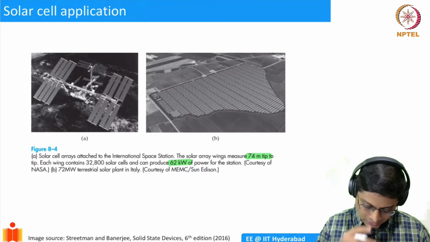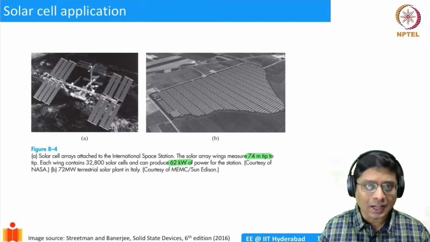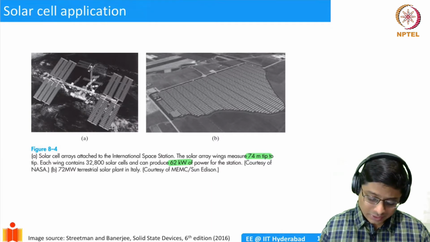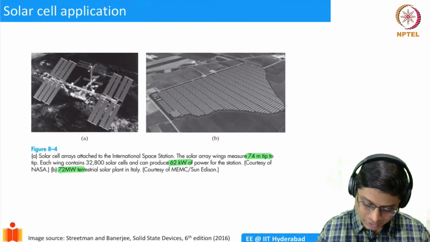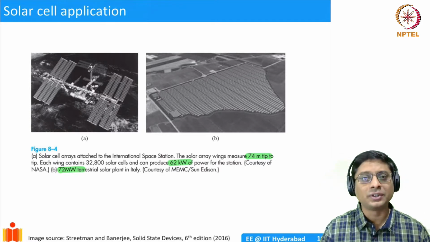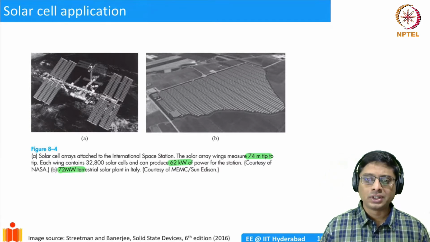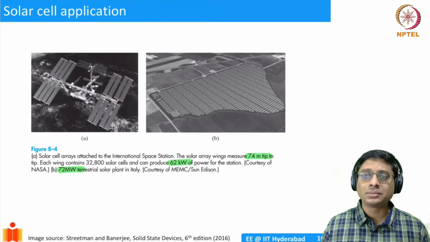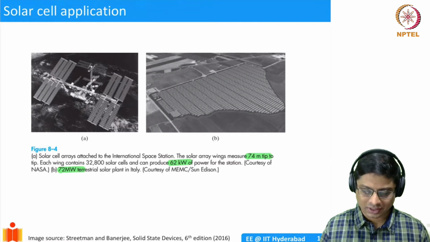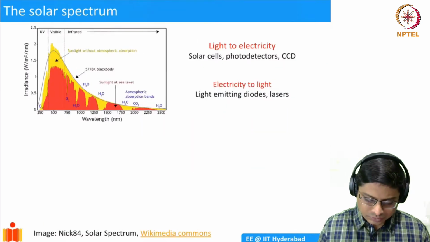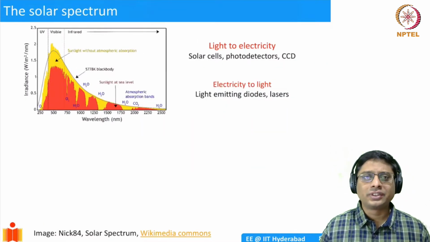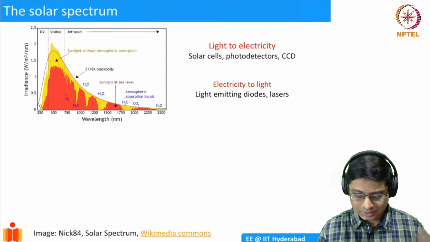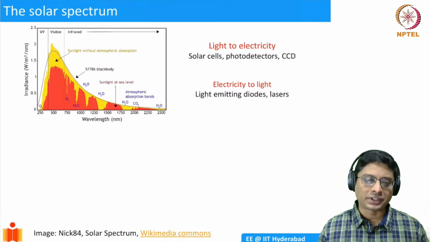So this is in the space application, and even on the land, you have now big solar farms coming up all across India actually nowadays already. This is a picture of a solar farm which is generating about 72 megawatts of power. So these solar cells are now very important, and we would like to understand them. The fundamentals of it we'll understand in this lecture. So when we think about solar cells, the first important feature that we need to understand is the solar spectrum.